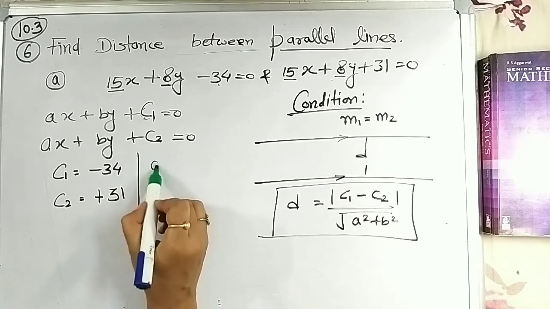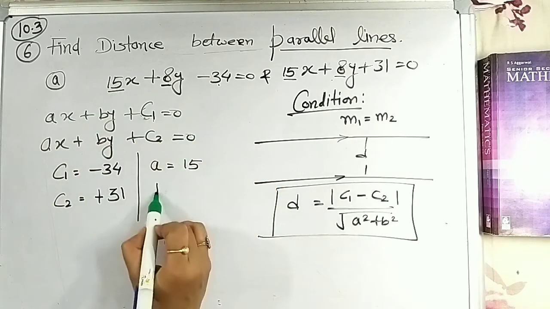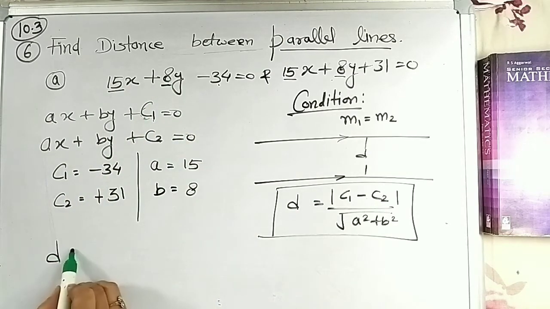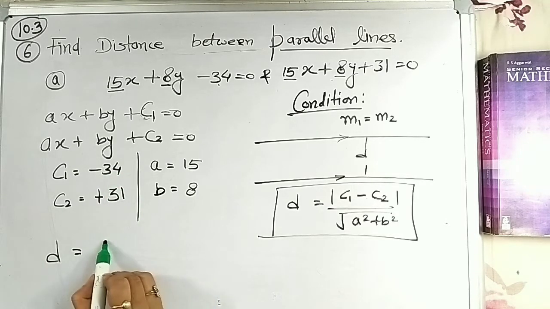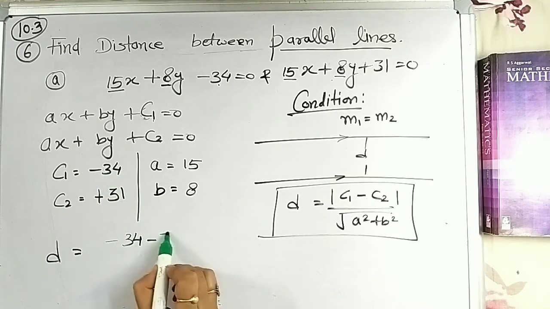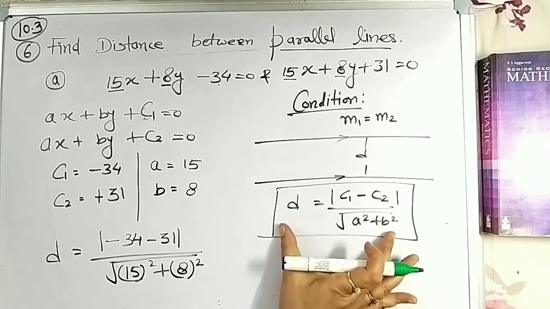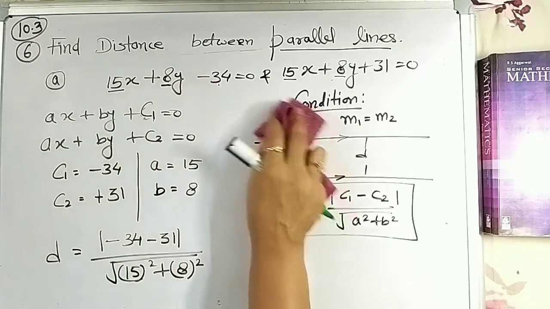And what is my a? If I compare, a is 15. And what is b, guys? b is 8. So it's just a fitting formula. d is equal to mod of c1 minus c2 by root of a square plus b square. So it is mod of minus 34 minus 31, remember mod, by root of 15 square plus 8 square. So I have fit this formula here. That's it. Now I have to simplify it.